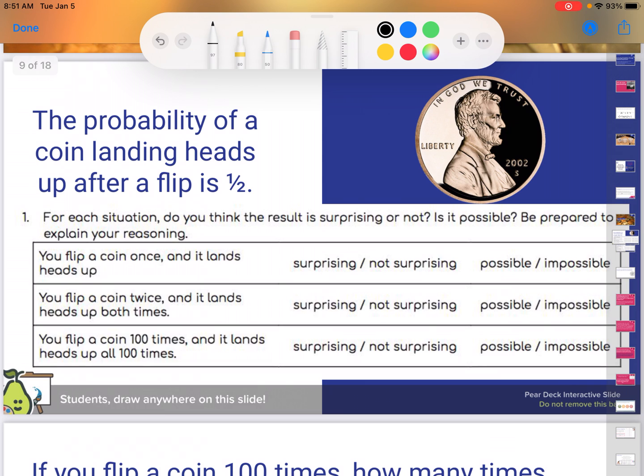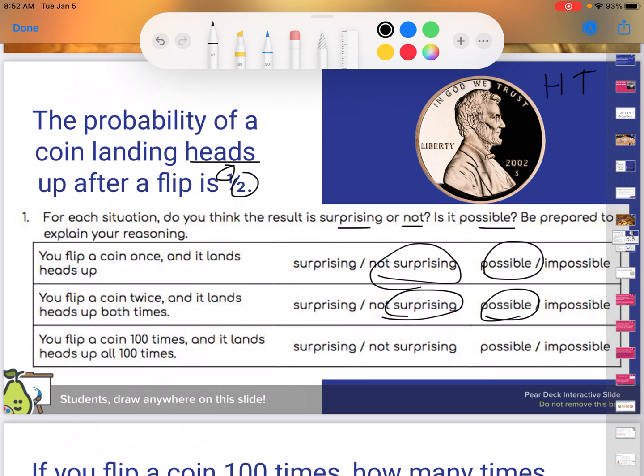It says the probability of a coin landing on heads after a flip is 1 out of 2. So there are 2 possible outcomes, heads or tails, and getting a heads is one of them. We have to decide if you think the situation is surprising or not, and is it possible. Be prepared to explain your reasoning. If you flip a coin once and it lands heads up, is that surprising? No, that's not surprising. Is it possible? Yeah, it's possible if you're flipping a coin. You flip a coin twice and it lands heads up both times. Well, I don't think that's all that surprising either, and it is possible.